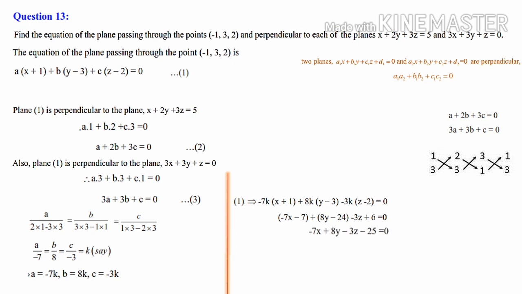Then minus 7x plus 8y minus 3z, and here it is minus 7 and minus 24, and here plus 6. When you do the calculation, you will get minus 25 equal to 0. So when you cancel the negative sign, you will get 7x minus 8y plus 3z plus 25 equal to 0. This is the required equation of the plane.